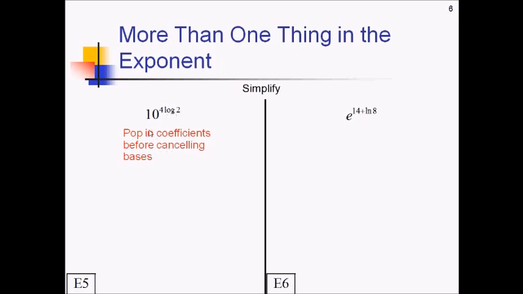All right, so this should end up being 10 to the log of 2 to the 4th. We're going to pop that 4 in as an exponent. We know 2 to the 4th is 16, and then the 10 and the log base 10 cancel, leaving us with just plain old 16.